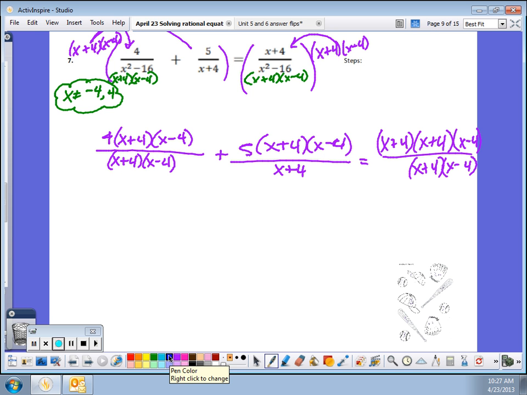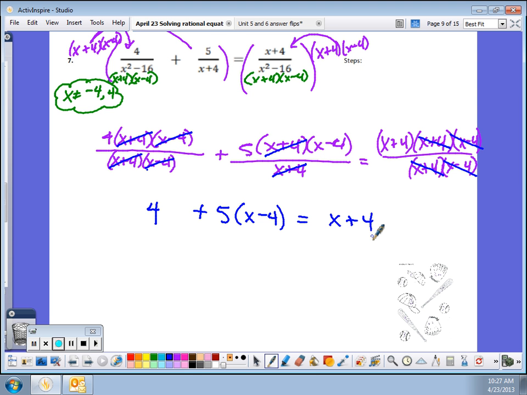our whole goal by multiplying both sides by the LCD was to get rid of every one of those denominators. Let's check and see if we did our job. This should cancel out and become 1. It does. Good. What's left is 4. This should cancel out. It does. What's left is 5 times x minus 4. What should cancel out here? This, and this, and this, and this. Our whole denominator canceled out. Woohoo!